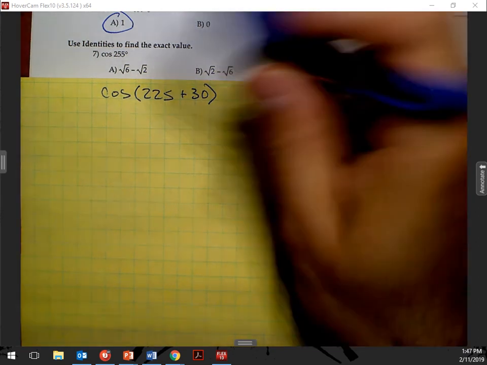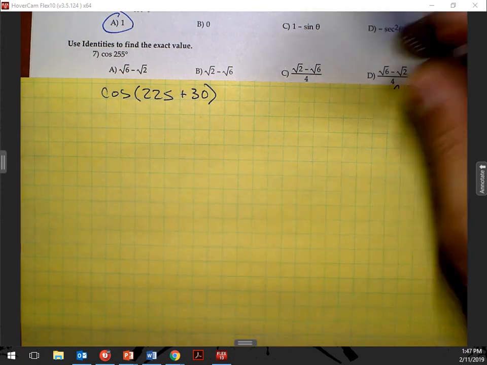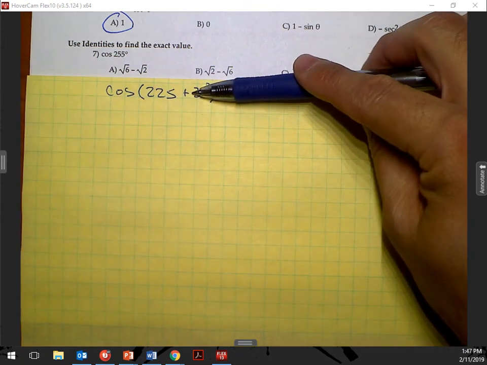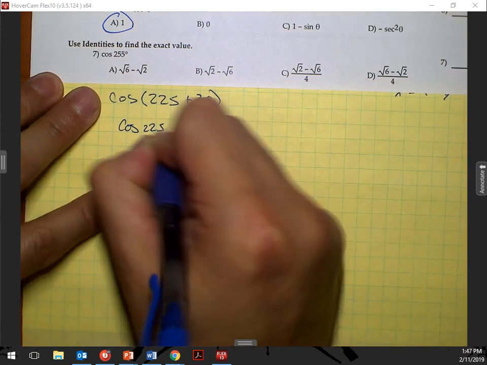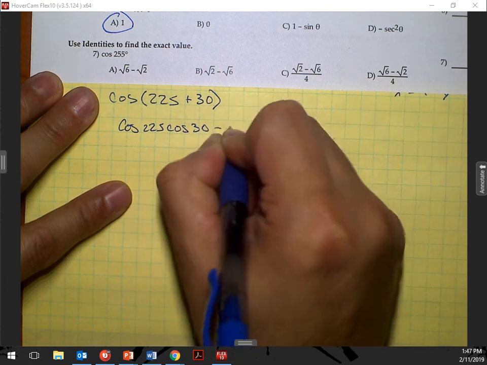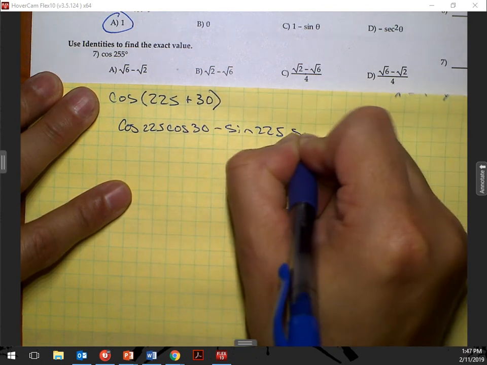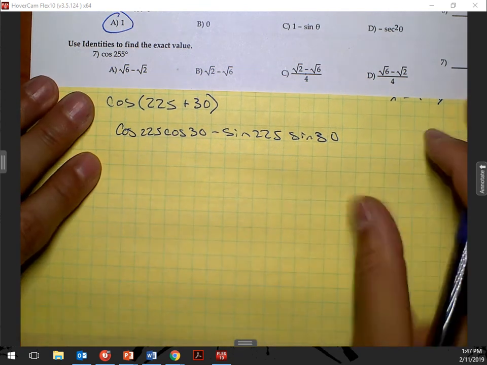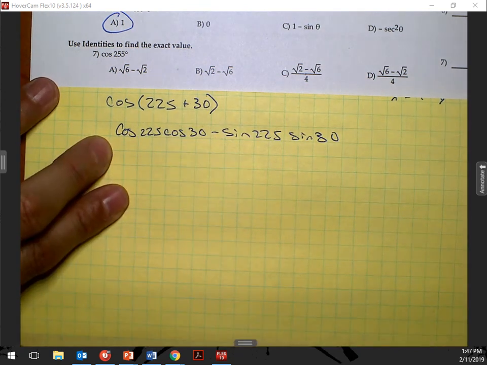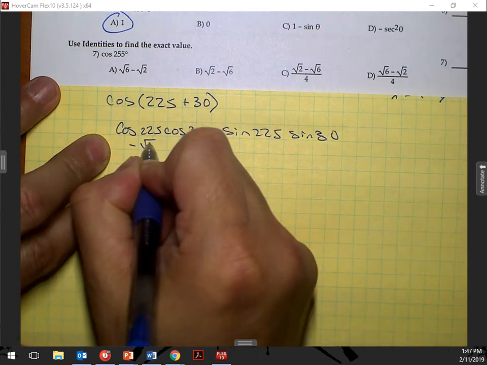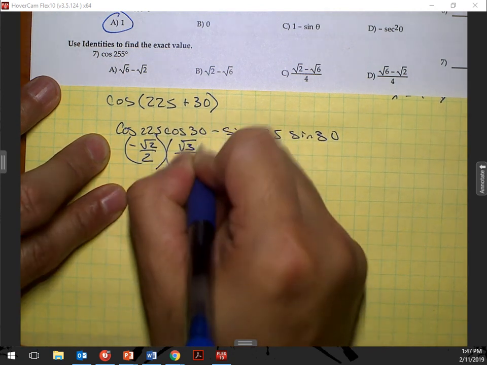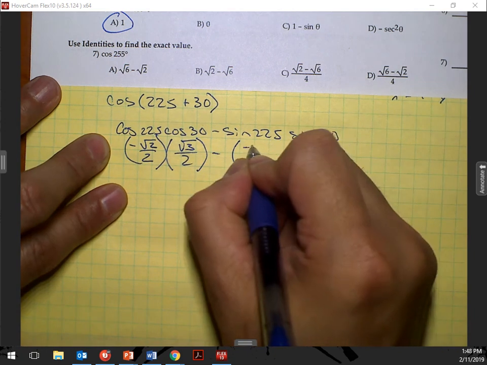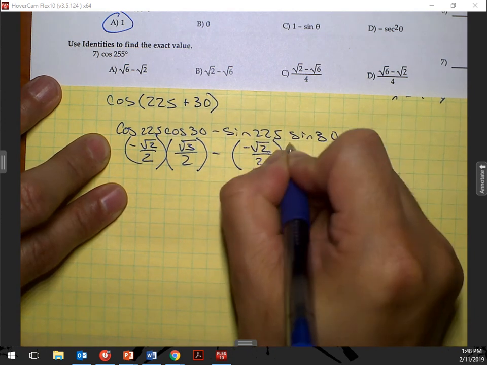Okay, so now that's my cosine formula again, right? So cosine, cosine, and since this is a plus, minus sine, sine, right? So let's see. Cosine 225 cosine of 30 minus sine of 225 sine of 30. Cosine 225, that's going to be in what quadrant? Third quadrant. So cosine at 225 is negative rad 2 over 2. Cosine at 30, minus sine 225, sine 30.